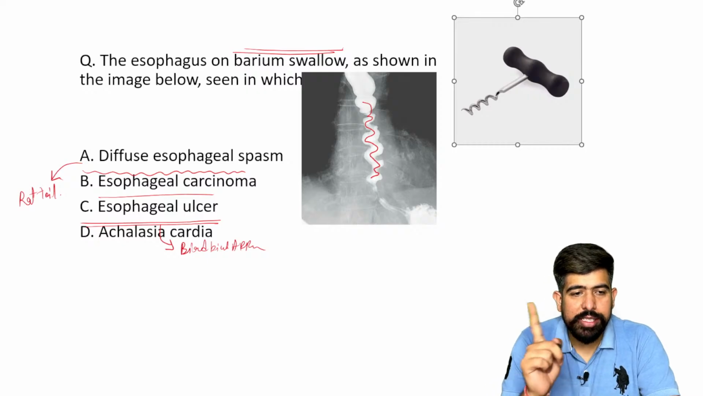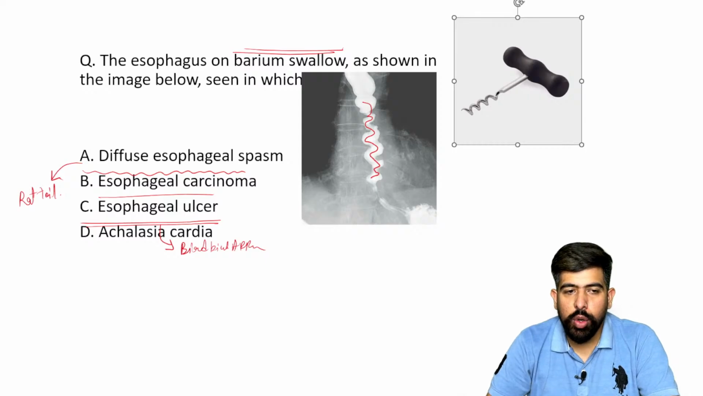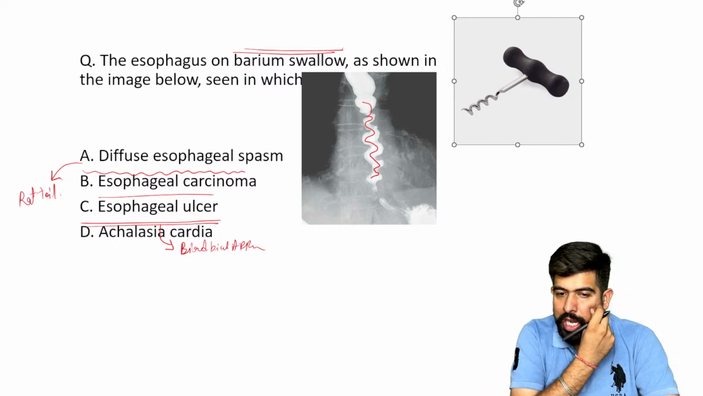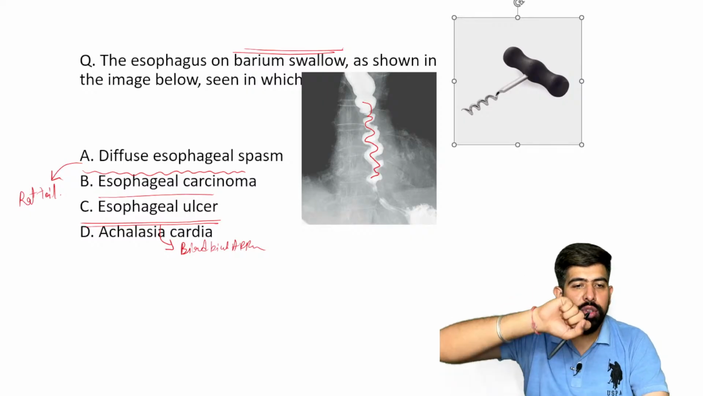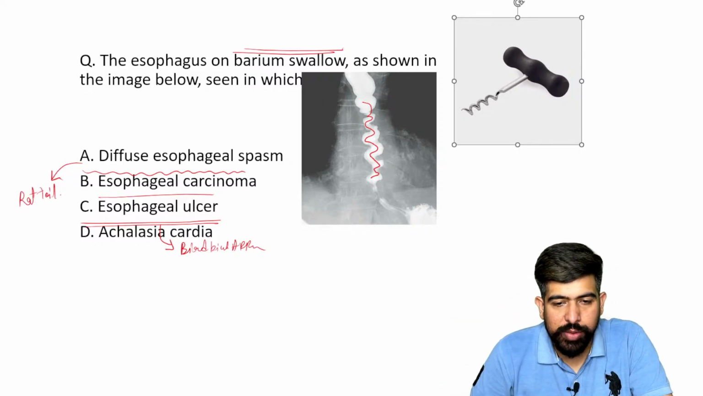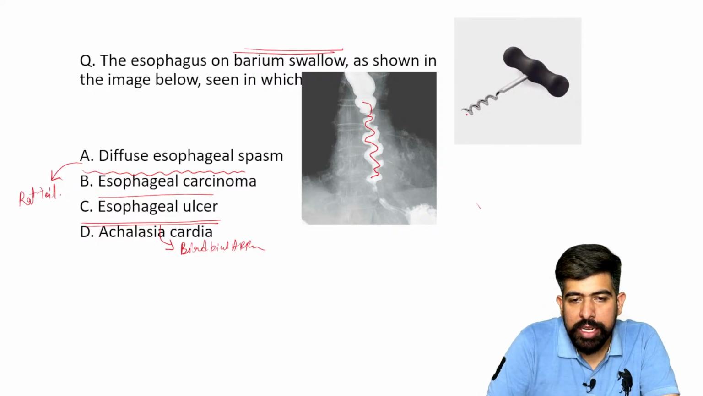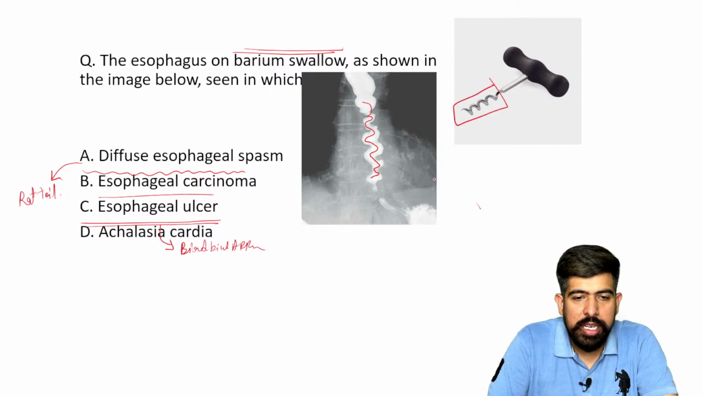Now, can you see this last one, which has the corkscrew for opening the cork of the wine, red wine? Mostly we are talking about red wine or white wine. For opening the cork, we have to use this corkscrew, right? That's why this gives the corkscrew appearance. Can you see this similar part of the corkscrew on your barium swallow?